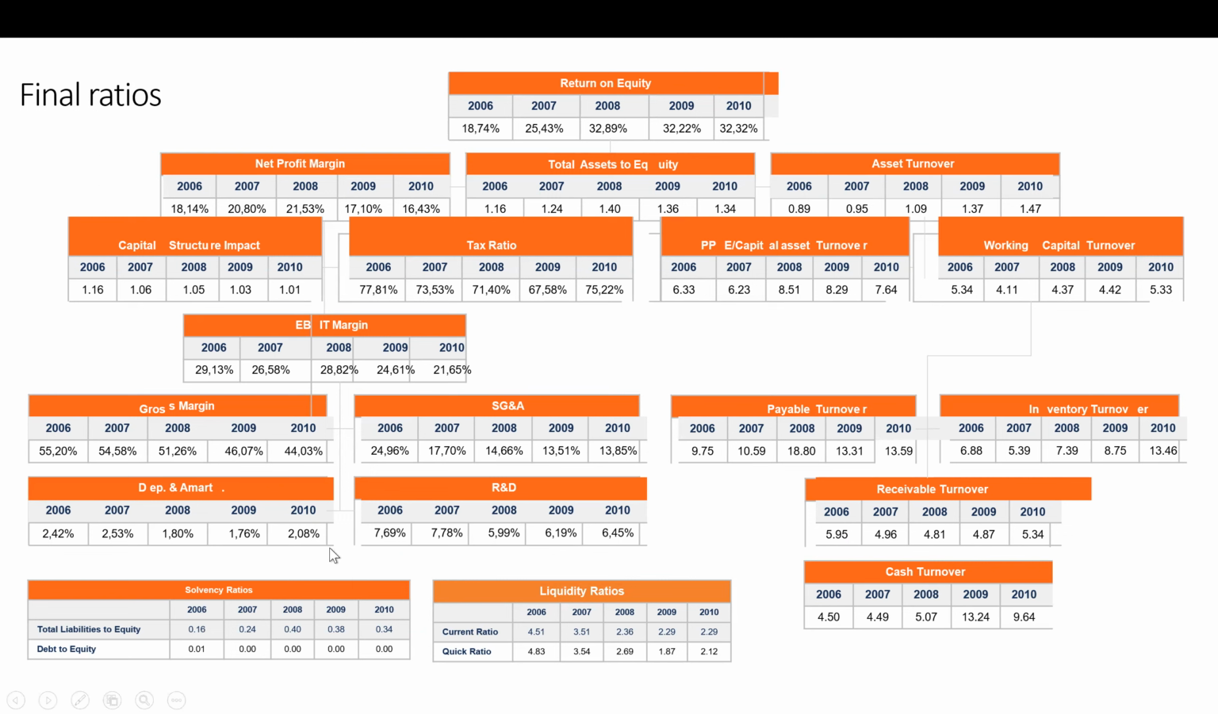And then what we do is we bifurcate these ratios again into solvency ratios and liquidity ratios also, right? So when you do this type of analysis, this becomes your complete ratio analysis, right?